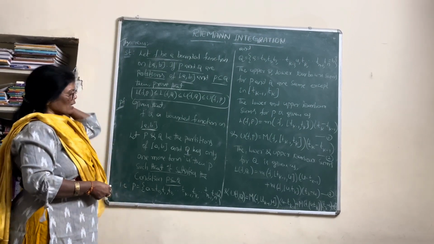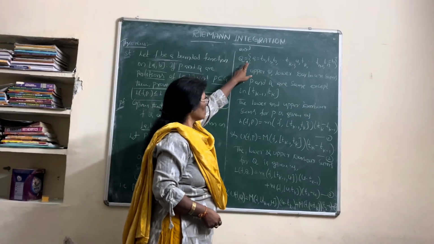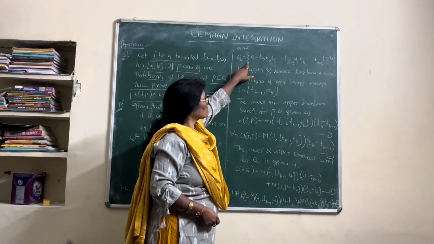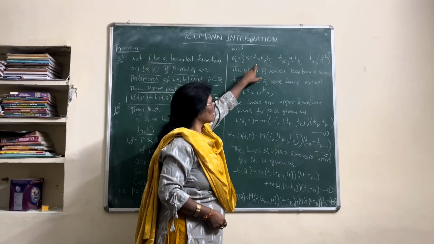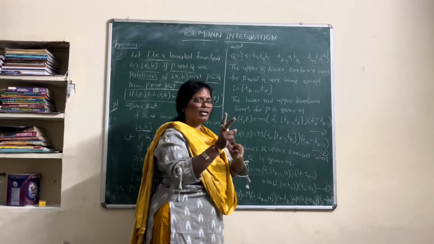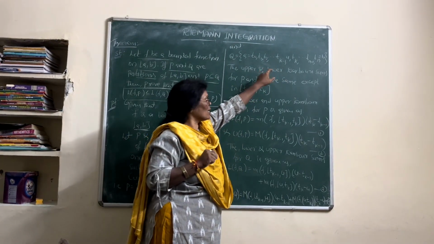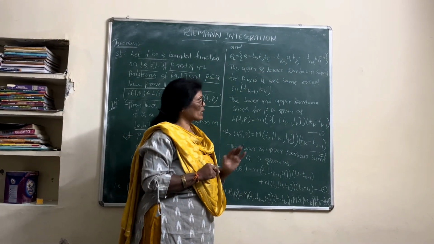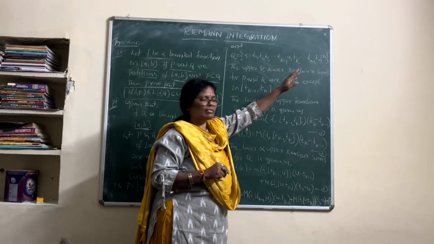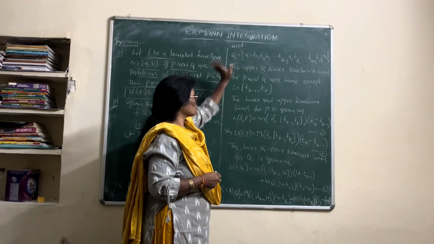Similarly, you should take one more partition, that is Q, which we are defining. It is also the set of all elements a = t0, t1, t2, and so on, t(k-1) and tk. In between t(k-1) and tk, we have one more extra element, that is u, which we are taking, and so on up to t(n-1), tn. Obviously tn should be equal to b. This is the partition Q.